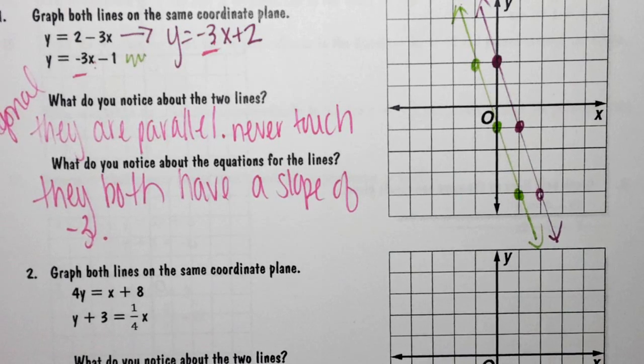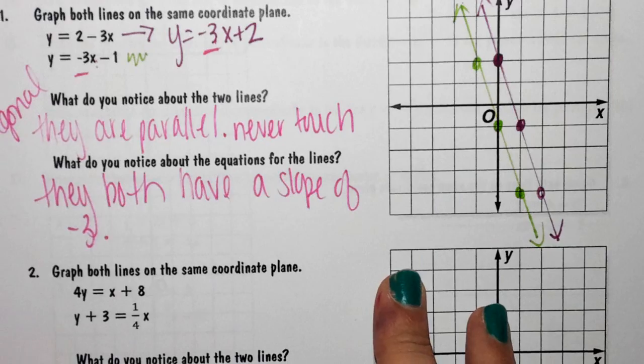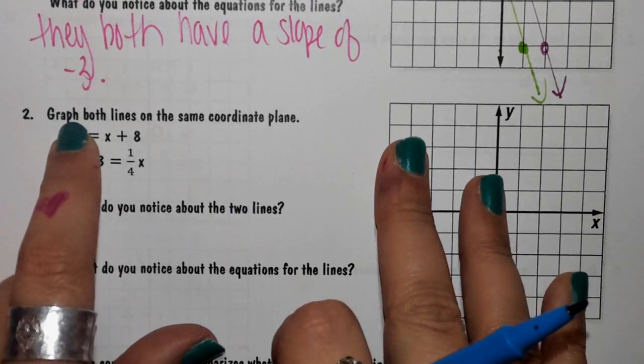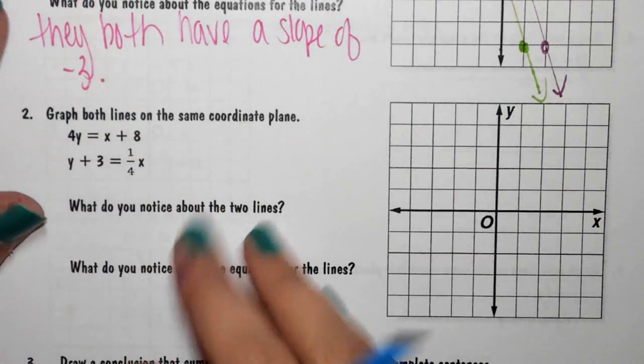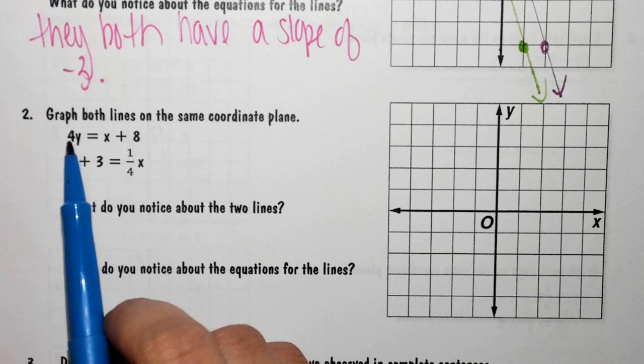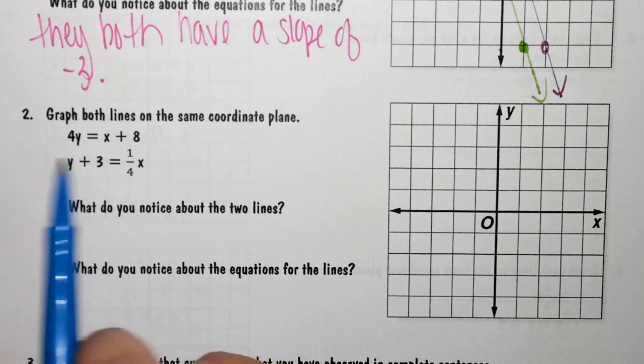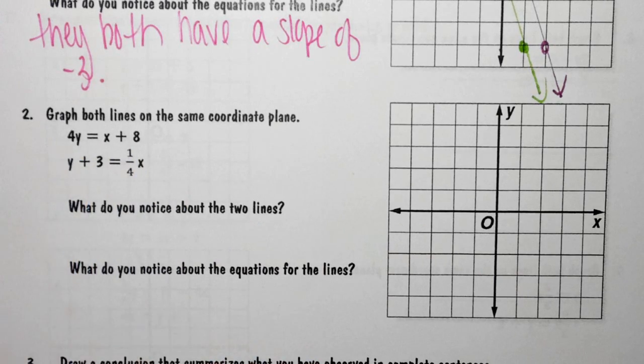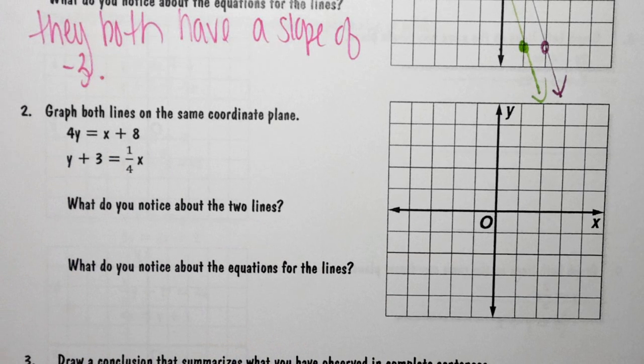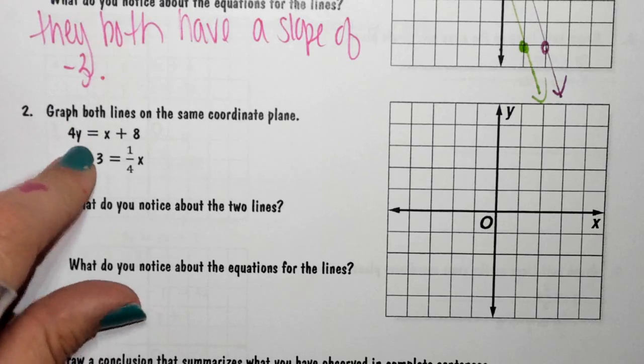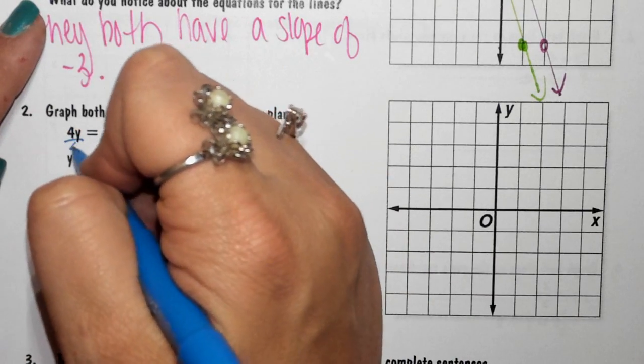Alright, let's look at number 2. Graph both lines on the same coordinate plane. Now, we need to get y by itself. What would we do to this guy to get y by itself? Divide or distribute? Divide. I think we would divide because it's 4 times y. So we need to divide both sides by 4.